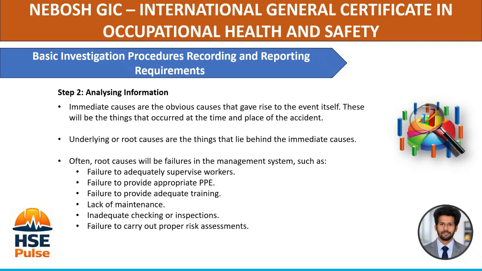Step 2, analyzing the information. After step 1, which is collecting the information, we need to analyze the gathered information to identify the immediate and root causes. Immediate causes are the causes that will immediately lead to the falling of a person or accident. This will be the things that occurred at the time and place of the accident. Root causes. Root causes are the things which lie behind the immediate causes.